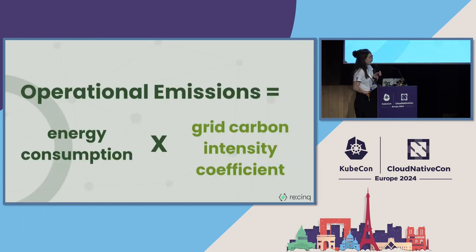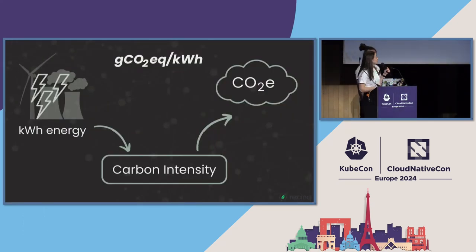So now that we know how to get energy consumption, let's look at the grid carbon intensity coefficient. So this is a coefficient that represents how many grams of carbon dioxide are being released into the atmosphere per kilowatt hour of electricity being created. So it's pretty much the intensity of your carbon. If it's a higher number, that typically means the electricity created is probably from a coal plant or another not so great source. However, if it's a lower value, it probably depicts wind or solar power, and that's what you want to aim for.